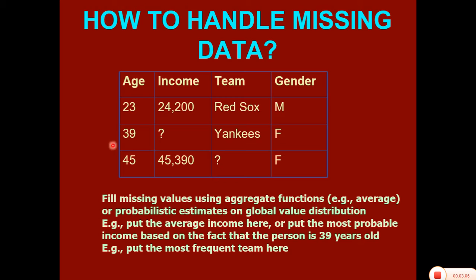Now just see here, we have a table and we have three tuples: age 23, income 24,200, team is the Red Sox, and the gender is male. Now for 39, we don't have an income value. We have a team value, that is the Yankees, and the gender female. And for the age 45, you have an income 45,390, you don't have a team, and you have a gender. Now here you are supposed to use some aggregate function like average or probabilistic estimates on global value distribution to find out this income value. Otherwise you are supposed to skip the data.